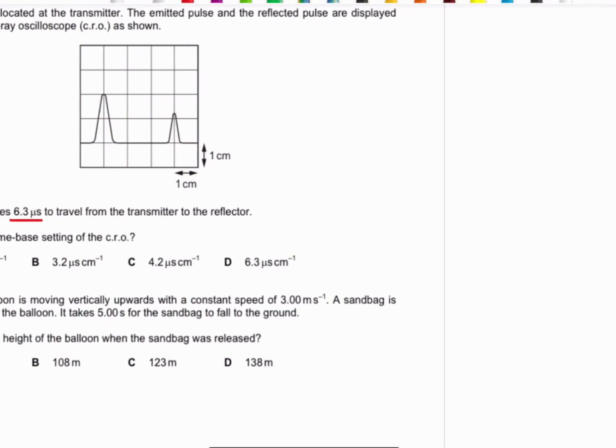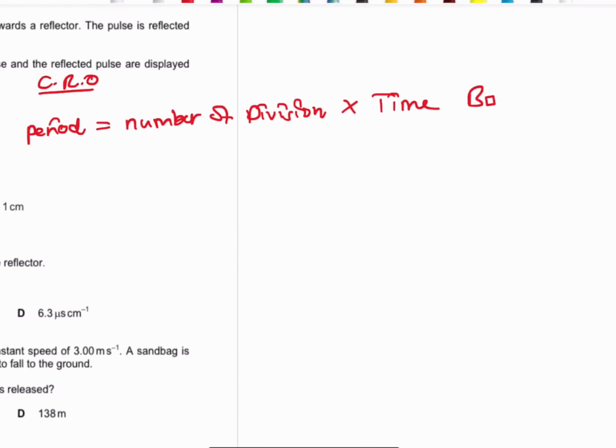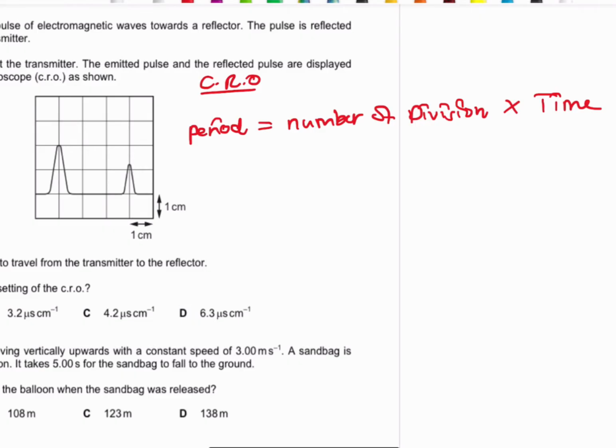So basically, we know that for a CRO, the period is equivalent to the number of divisions multiplied by the time-base setting. That is what period is. How many divisions do you have? And you multiply that by the time-base setting that you have for that specific instrument that you'll be dealing with.